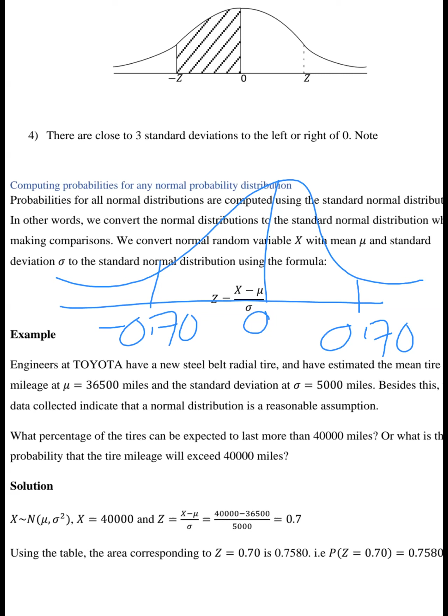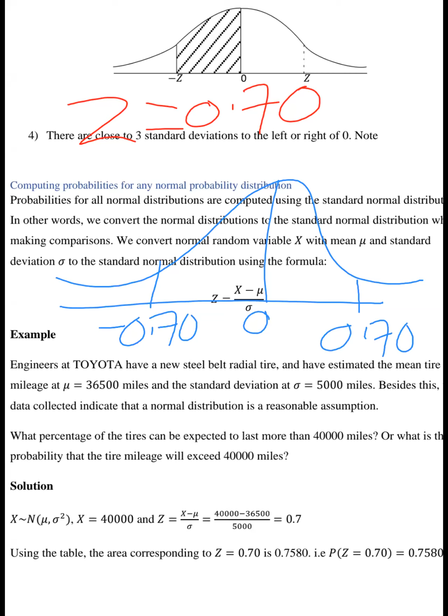I've already highlighted that the total area this side is 0.5 going to the right, and similarly to the left is 0.5. One thing that is very crucial and that you need to understand is that if the question is asking what is the probability that Z is equal to 0.70, you know that 0.70 is 40,000, right? We have converted the 40,000 into its equivalent Z score, which is 0.70, expressed in 2 decimal places.